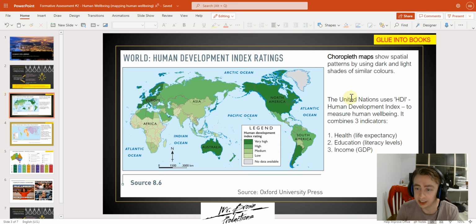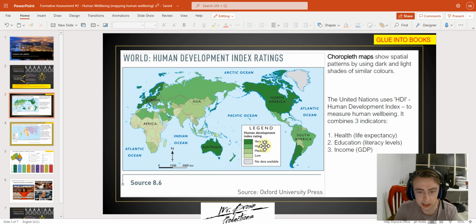This is what the United Nations uses, and the HDI measures health in terms of life expectancy, education, and they base that off literacy levels, so how well you can read and write, and they also base it off income, which we know is our GDP.